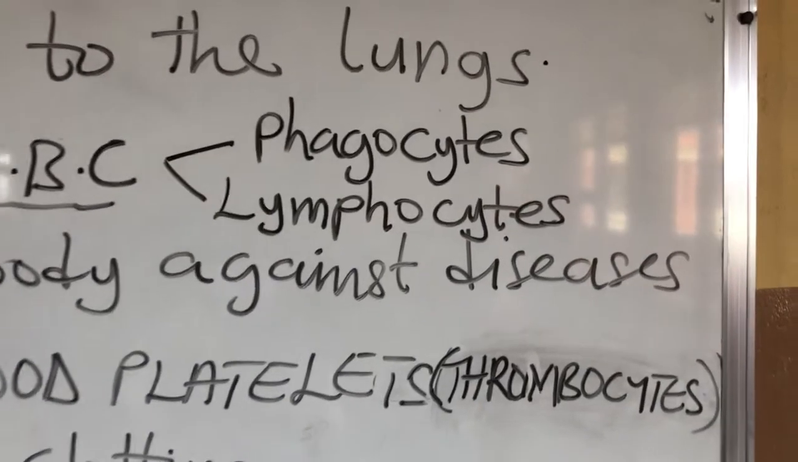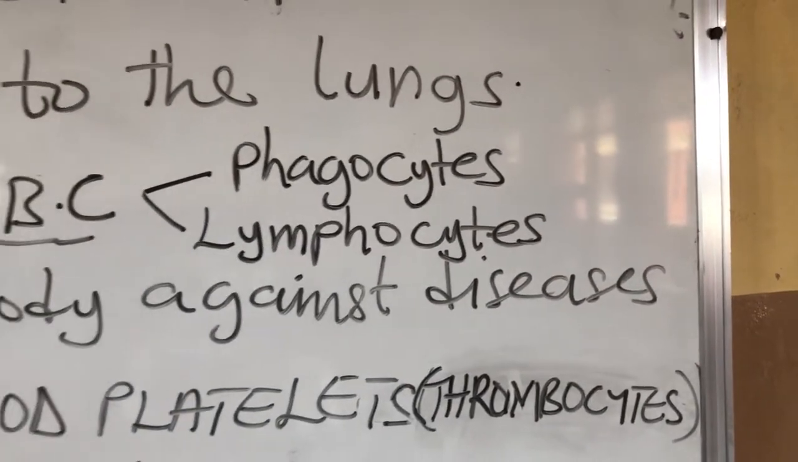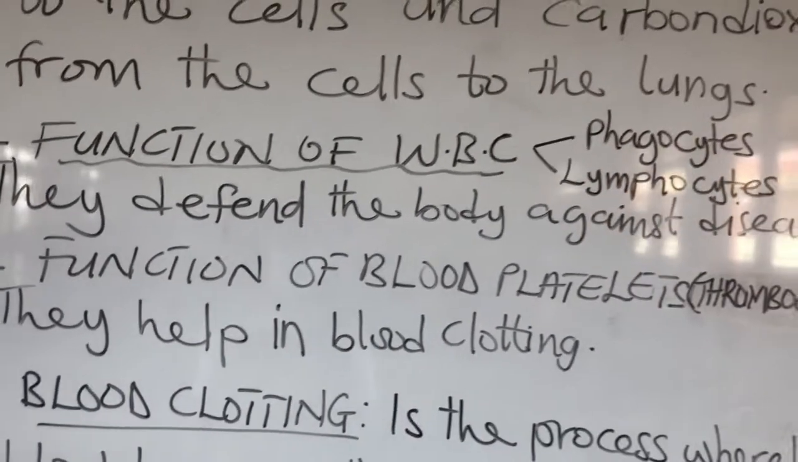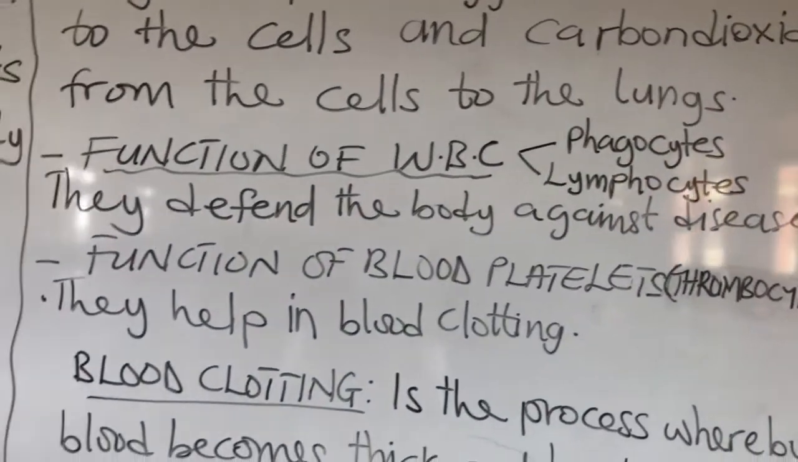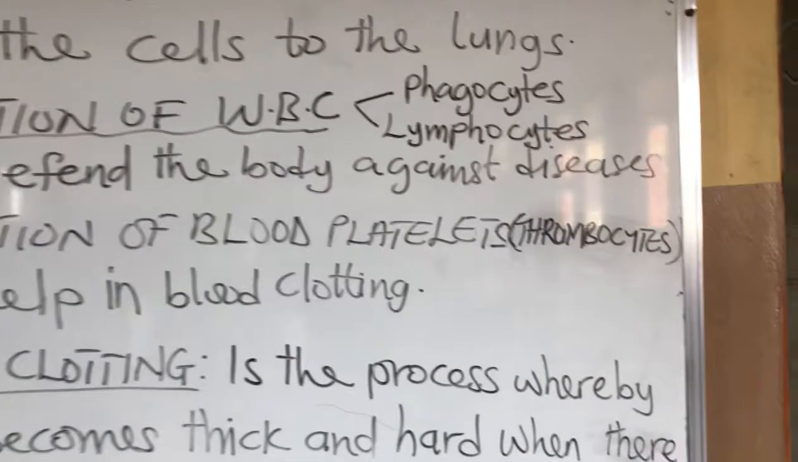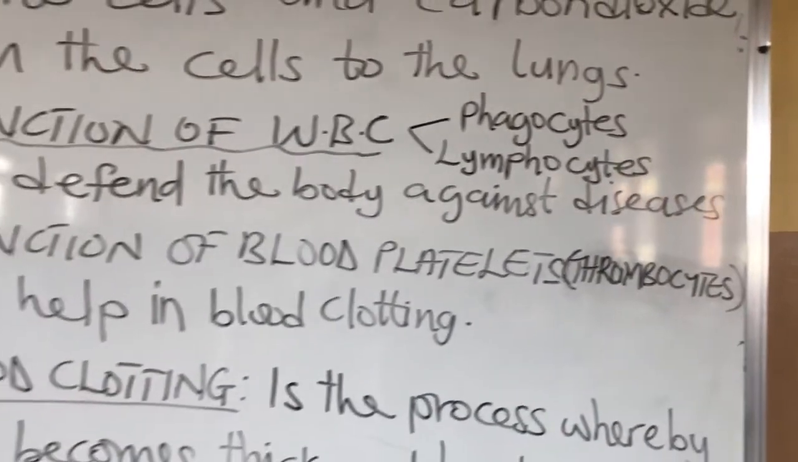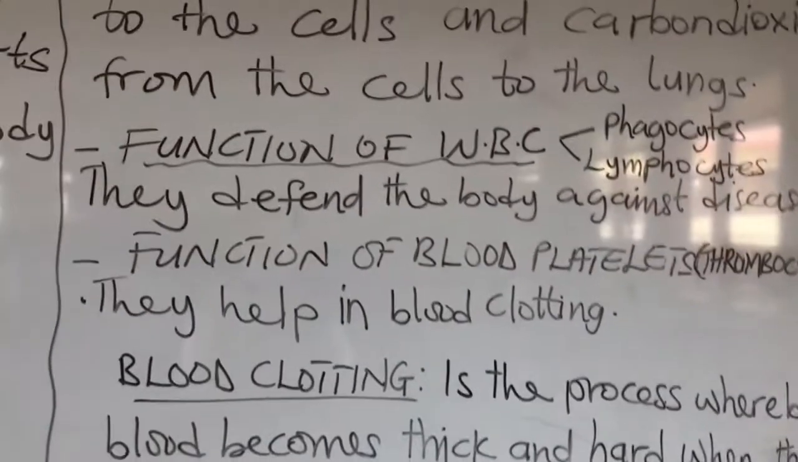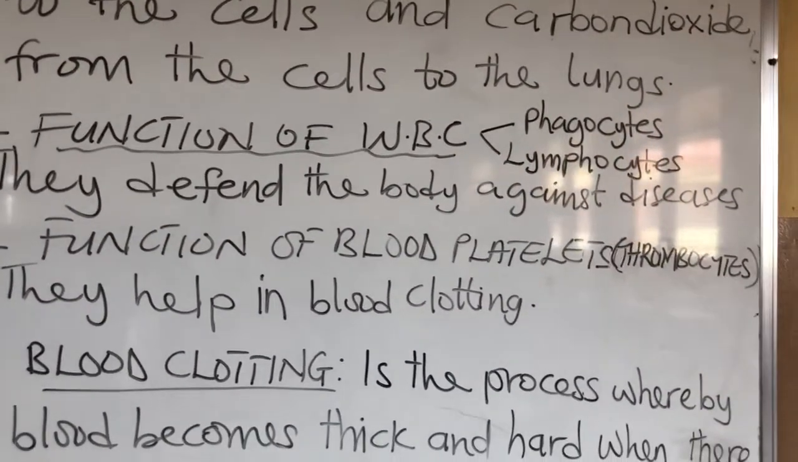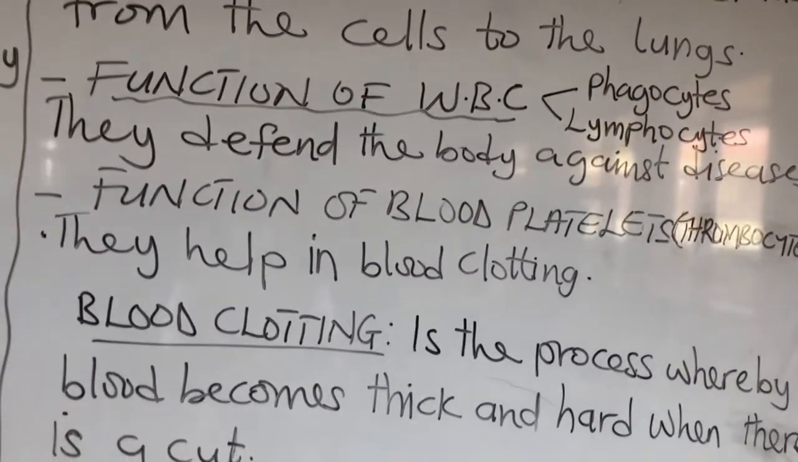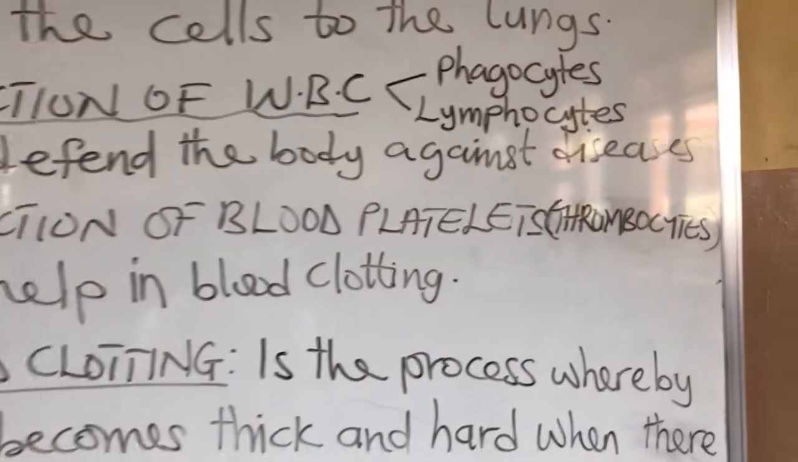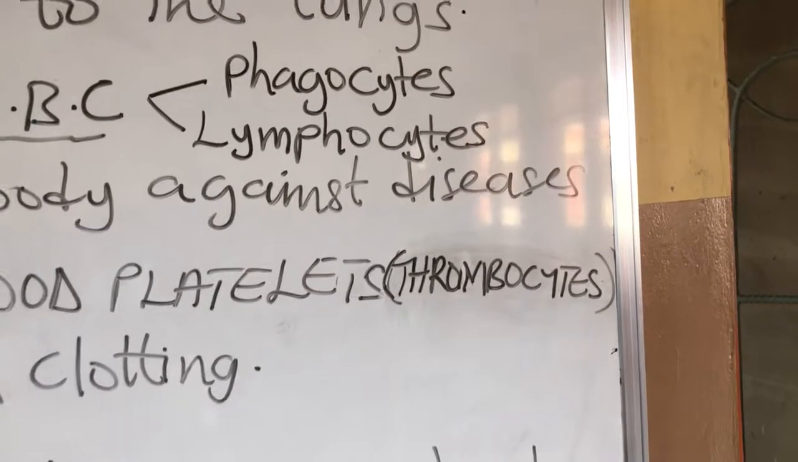Now the main function of the white blood cell is that it defends the body against diseases. The white blood cells defend the body against diseases. It means that in the blood there are certain antibodies produced to fight against diseases that enter the body or the blood.